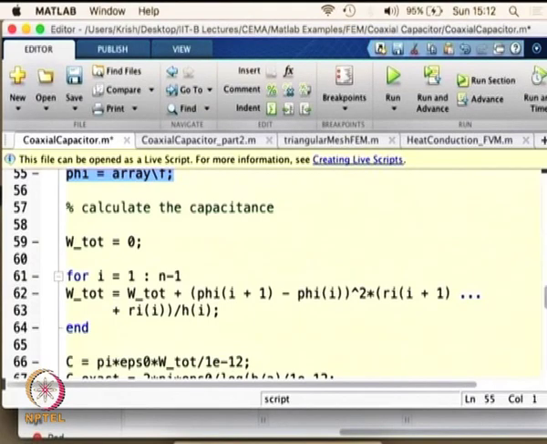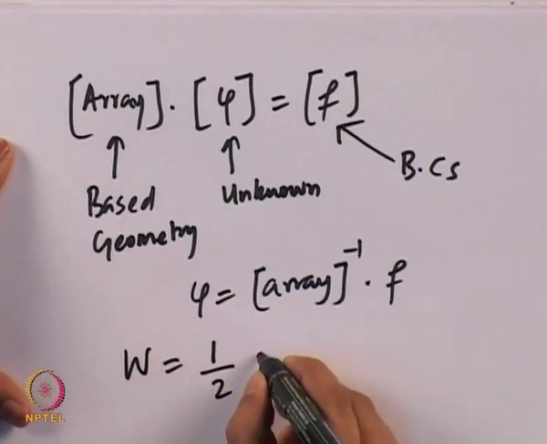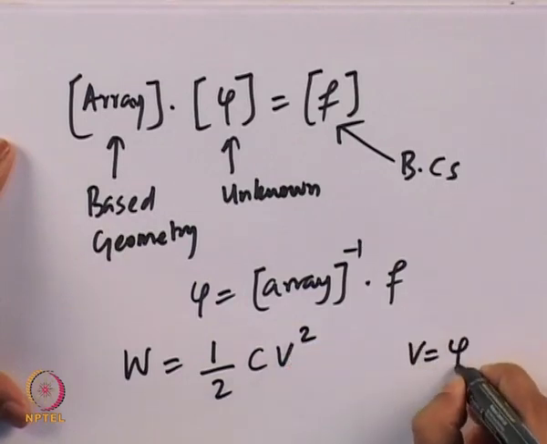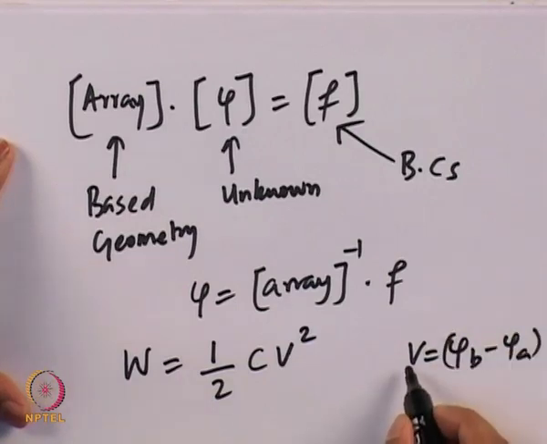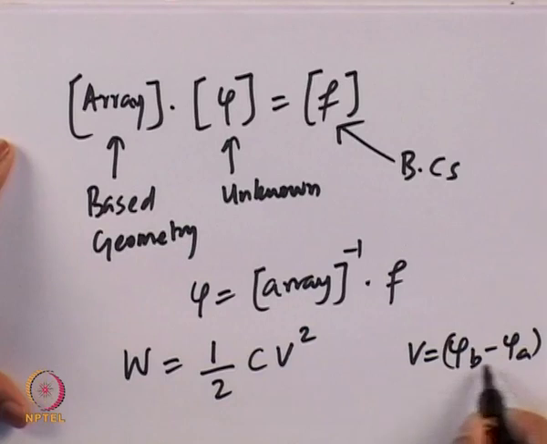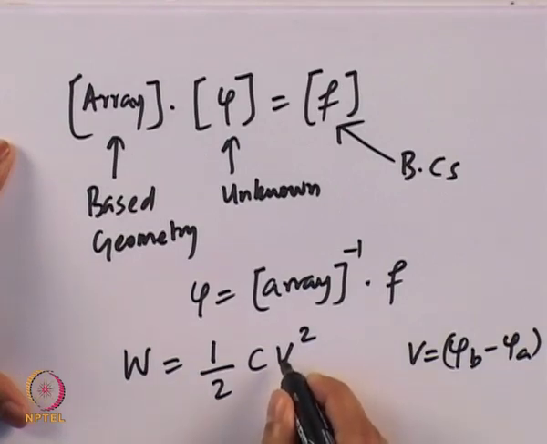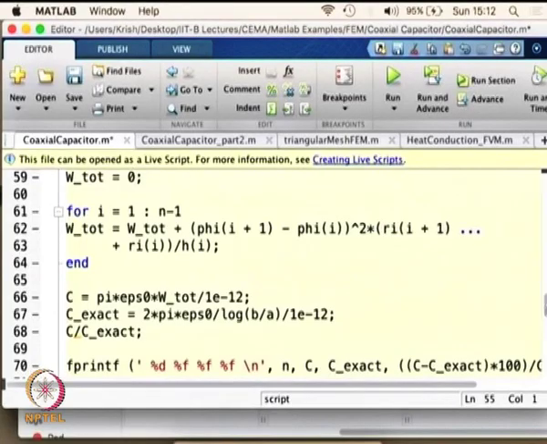So for that, we are going to use the equation W is equal to 1 by 2 CV square, V equal to phi B minus phi A. This is the potential difference, and once we know this for the element, we can substitute that here and we can compute the value of the capacitance using the total energy stored. So the total energy stored is computed in the code in this manner.